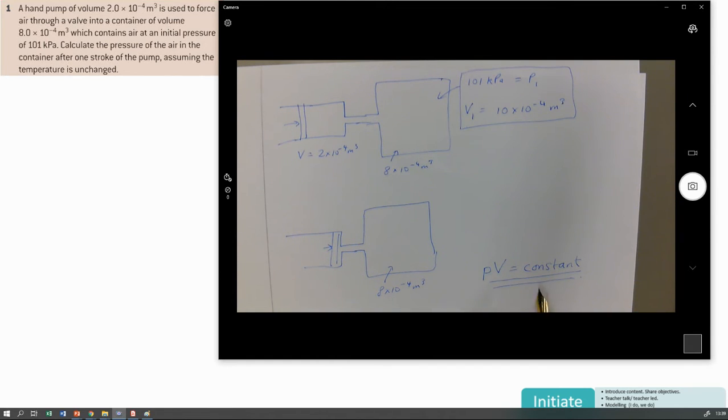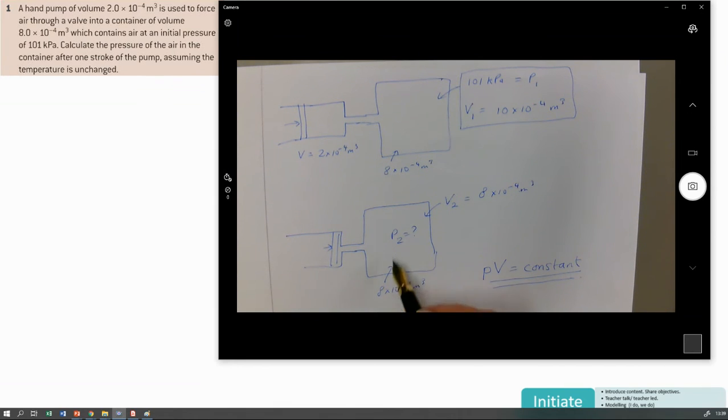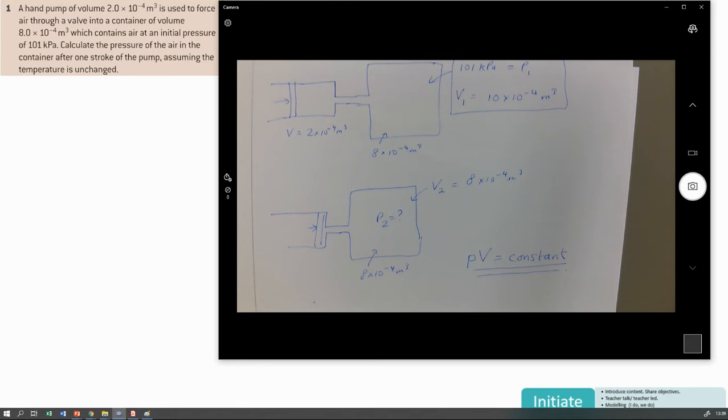Okay. So I'm going to write down a statement, because we now have a new volume and a new pressure that we don't know. We know the volume, and we'll call that V2. That volume there is 8 times 10 to the minus 4. So we've got one unknown quantity. Let's solve it. I'm just going to say that P1 V1 equals P2 V2. Does that make sense?